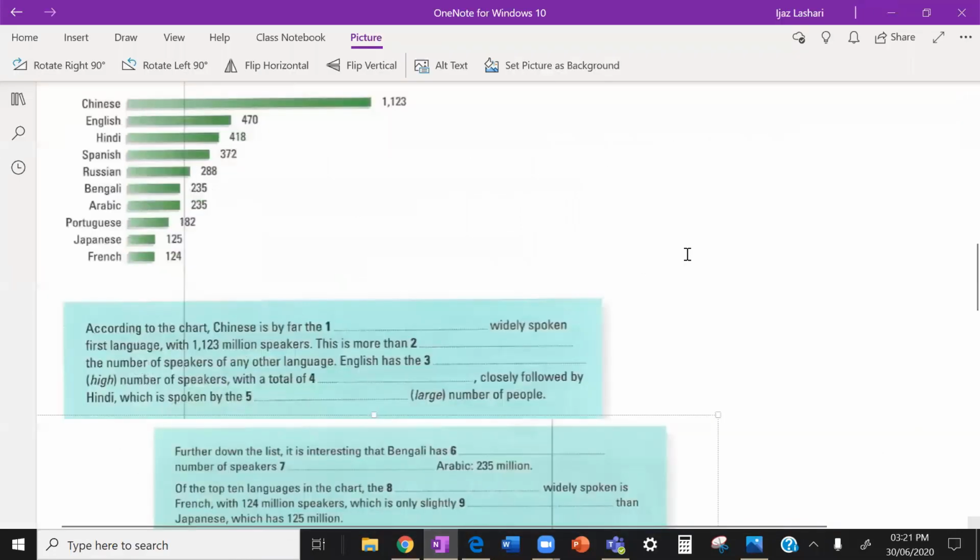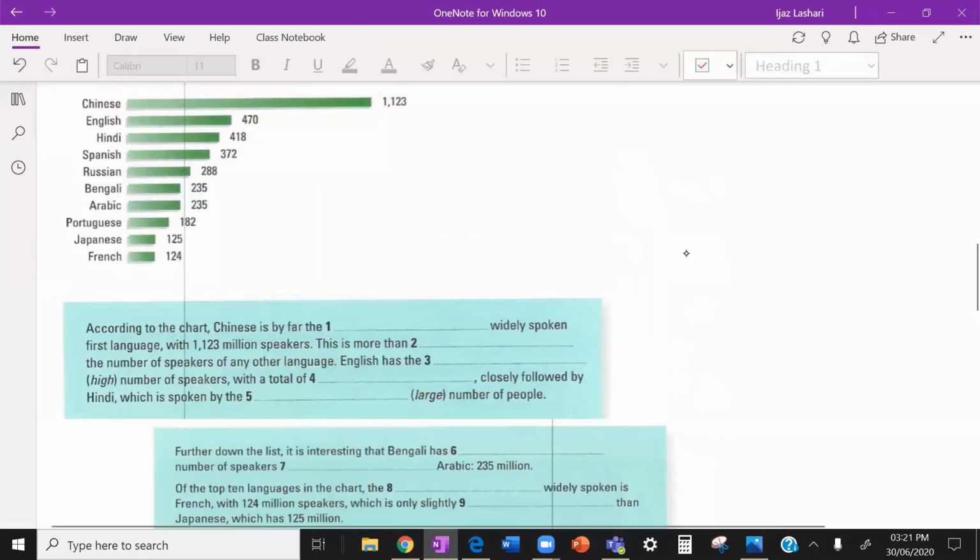The same thing, but here you can see the chart. You can see the bar graph which is given here. Okay, the bar graph is here, and I want you to look at the bar graph and down below look at the fill in the blanks here.